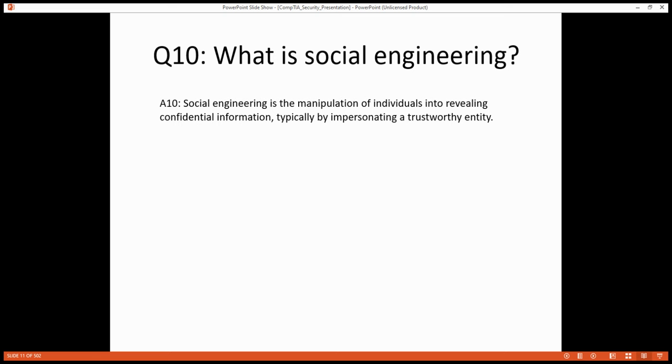Q10. What is social engineering? A10. Social engineering is the manipulation of individuals into revealing confidential information, typically by impersonating a trustworthy entity.